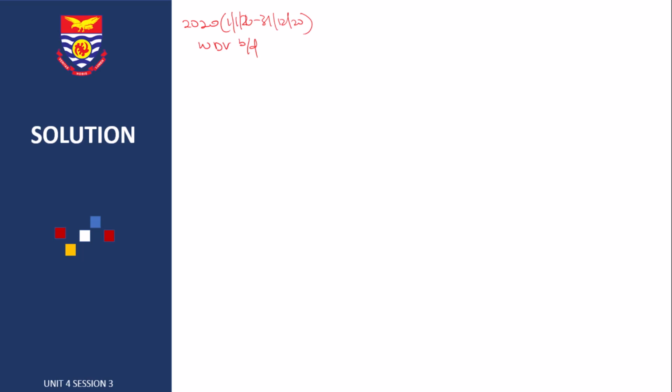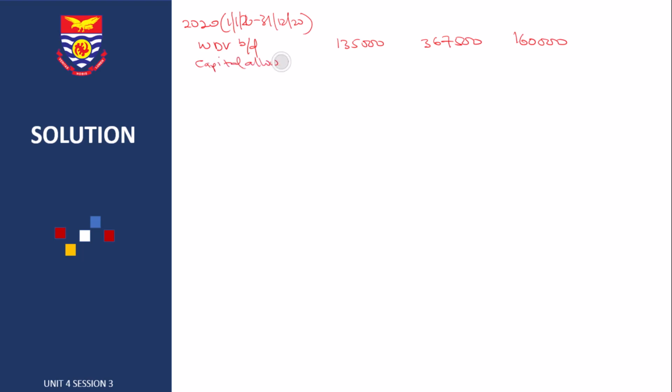So for class 1, we had 135,000. For class 2, we had 367,500. And for class 3, we had 160,000. Now, during 2020, no transaction took place. So it means that our written down value is the same as our depreciable base. So we go ahead to compute for capital allowance.